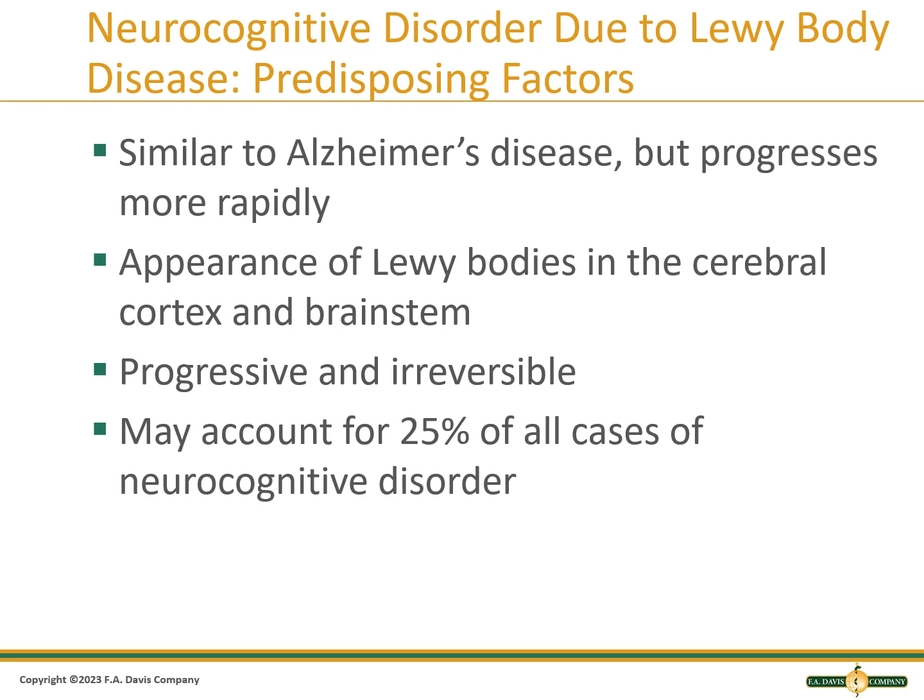So, Lewy body disease, similar to Alzheimer's, but progresses much more rapidly. There's an appearance of Lewy bodies in the cerebral cortex and the brainstem. It's progressive, irreversible, and may account for 25% of the cases of neurocognitive disorder. There are visual hallucinations and Parkinsonian features. Depression and delusions are common. This is the disorder that Robin Williams was diagnosed with prior to his death by suicide.